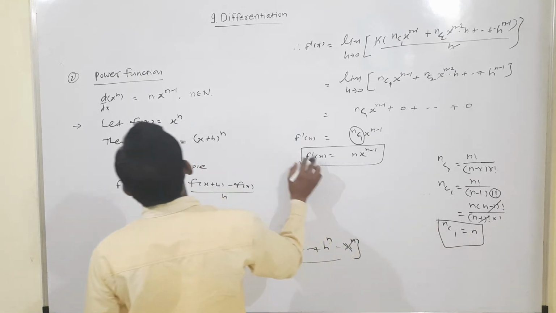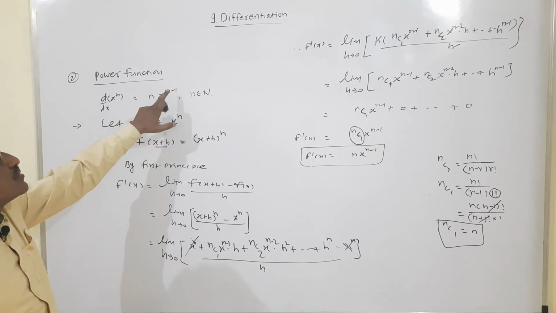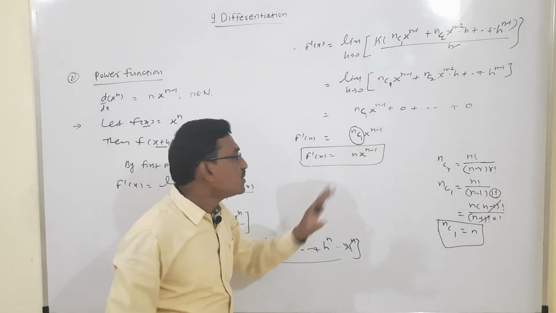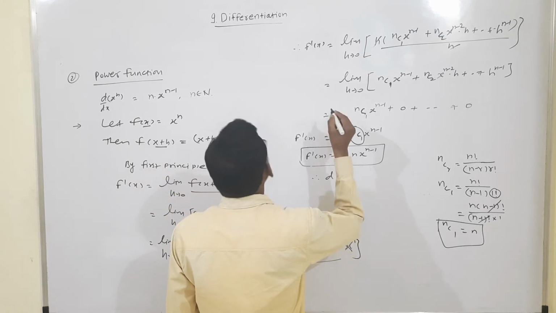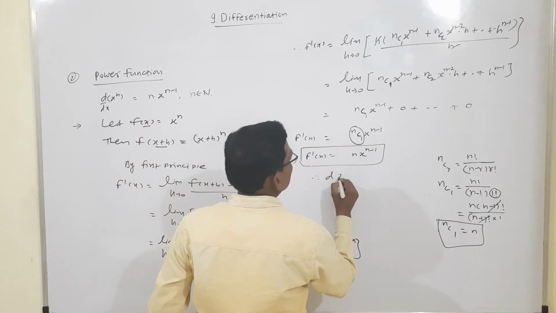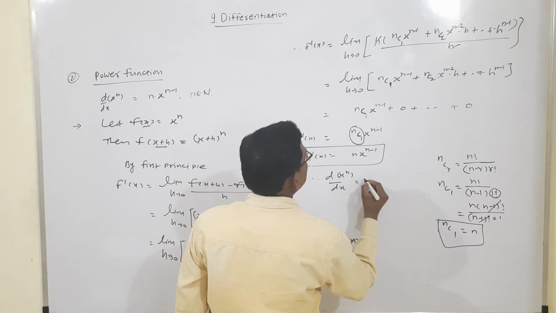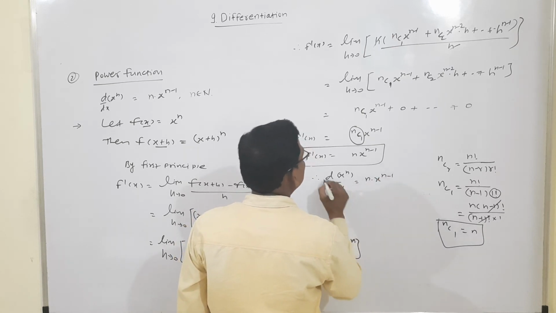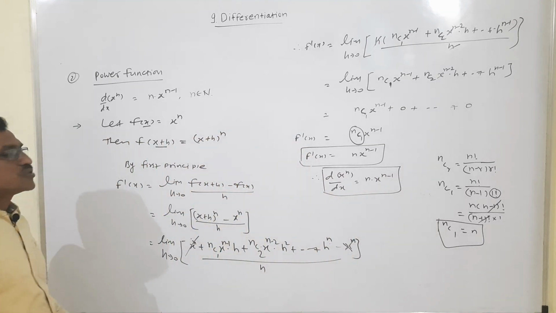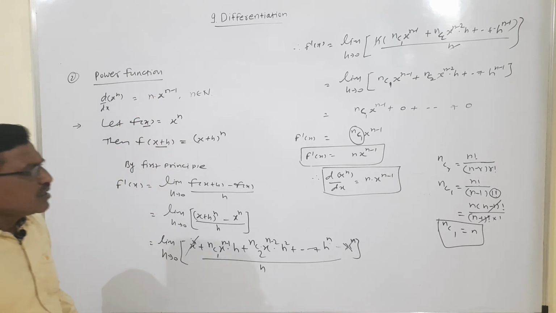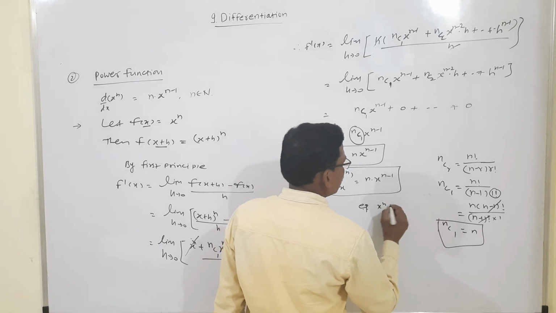Our function is the power function x raised to n. So the derivative of x raised to n with respect to x is n into x raised to n minus 1. Hence the derivative of the power function x raised to n is n into x raised to n minus 1. For example, we may take the derivative of x raised to 2.